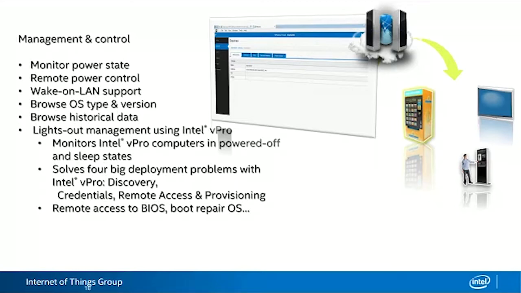Browsing the historical data can provide telemetry on the device, which can later be used for analytics purposes, such as the duration the device was active or asleep.